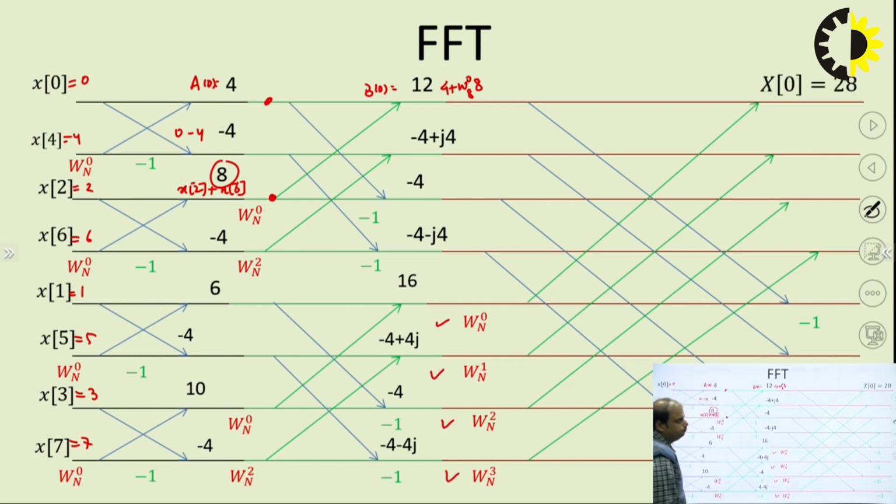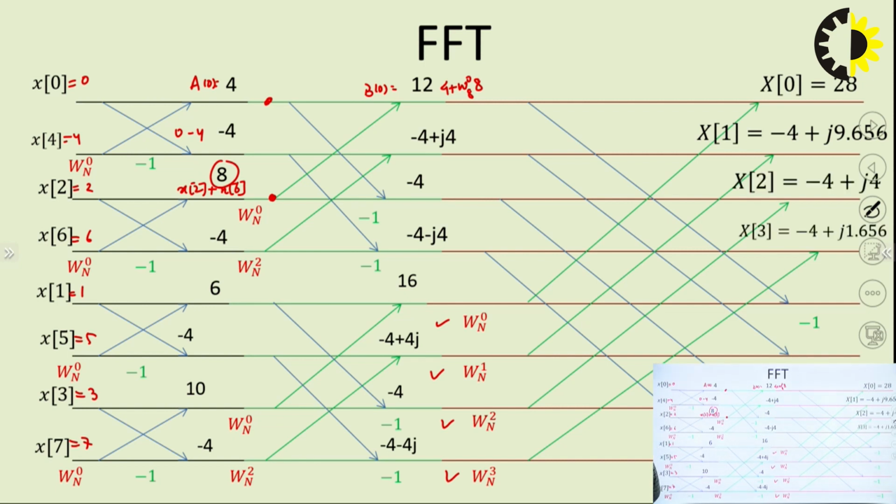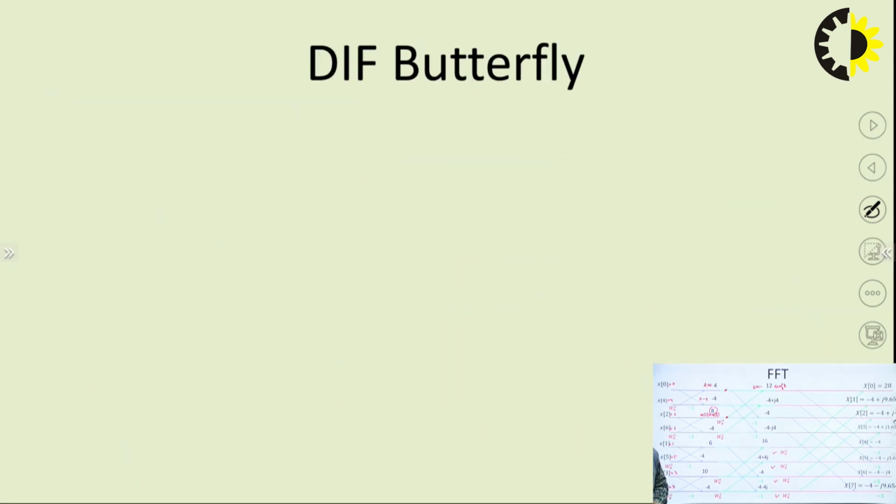So if I evaluate, capital X of 0 is 28, capital X of 1 comes out to be minus 4 plus j 9.656, and X2, X3, X4, X5, all the values I have computed, and it is for you to evaluate and confirm whether this is what is coming or not. This is the example of DIT.